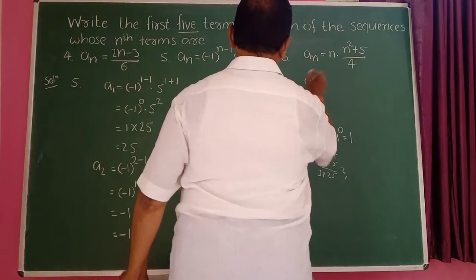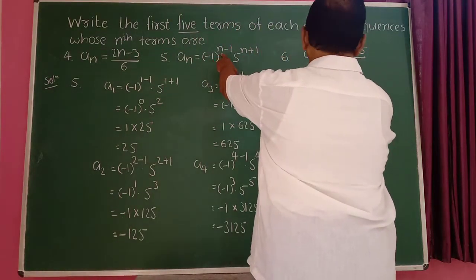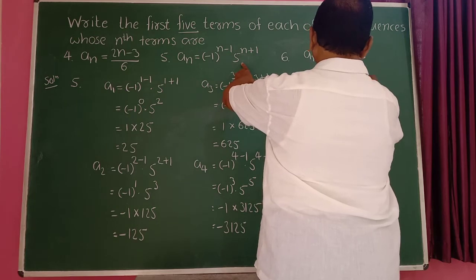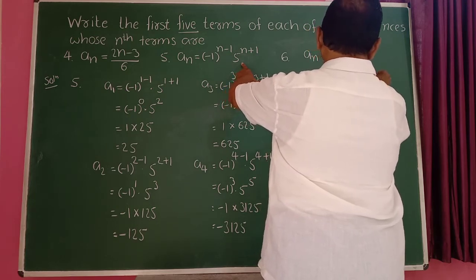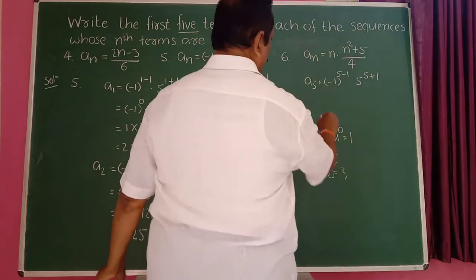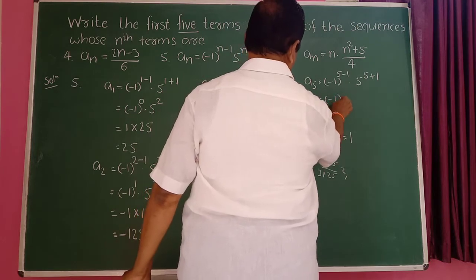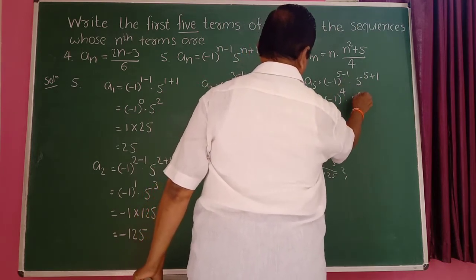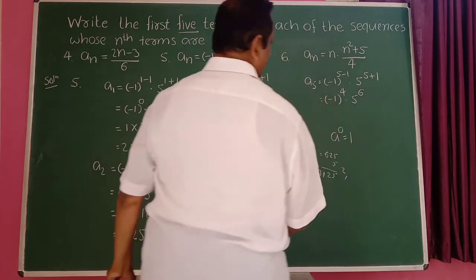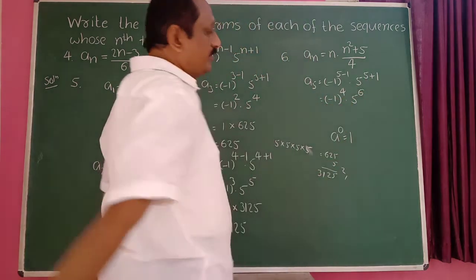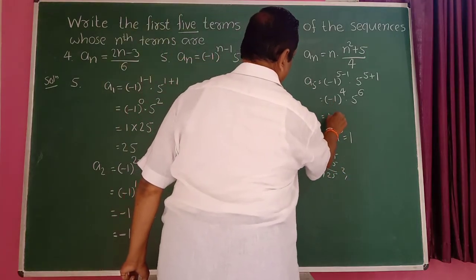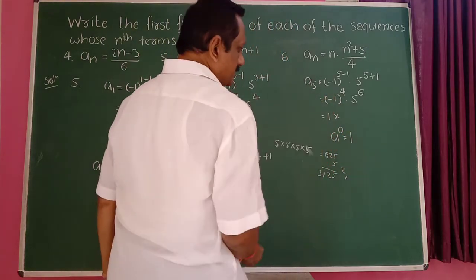Then a5 is equal to, again put n value 5 here. Minus 1 raised to 5 minus 1, into 5 raised to 5 plus 1. So minus 1 raised to 5 minus 1 is 4, and 5 raised to 5 plus 1 becomes 6. Minus 1 raised to 4, 4 is an even number, yes, minus becomes a plus 1. So 1 into 5 raised to 6.